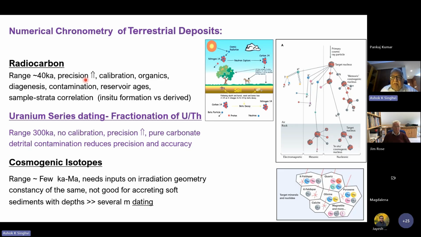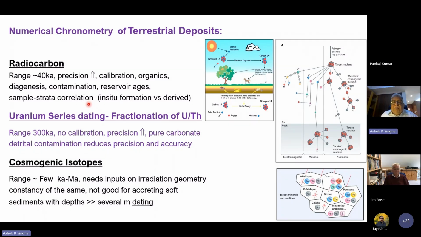Precision of measurement is high, but when you do the calibration for a tree ring calibration, you essentially lose a fair bit on the precision of the result. It works on organic matter with the assumption that organic matter is syn-sedimentary to the sedimentary deposit. There are issues of diagenesis, contamination, and reservoir ages, and more importantly, you have to assume that your sediment and the organic matter are of the same time, which is quite often not true. So you're looking at in situ organic versus derived organic matter.